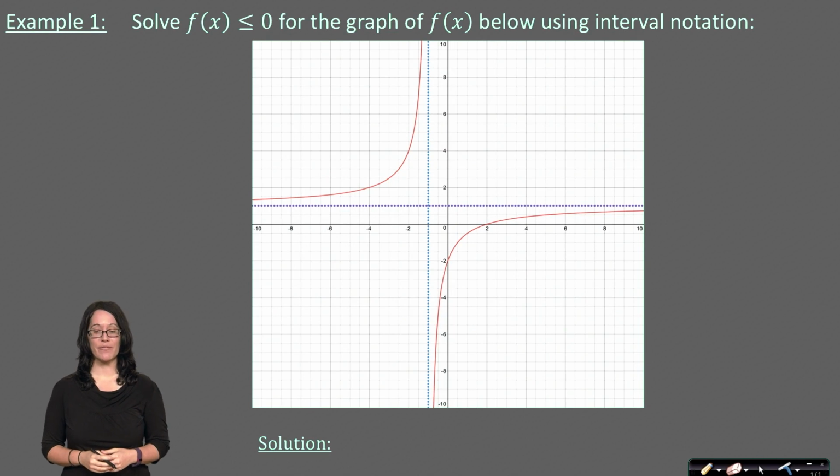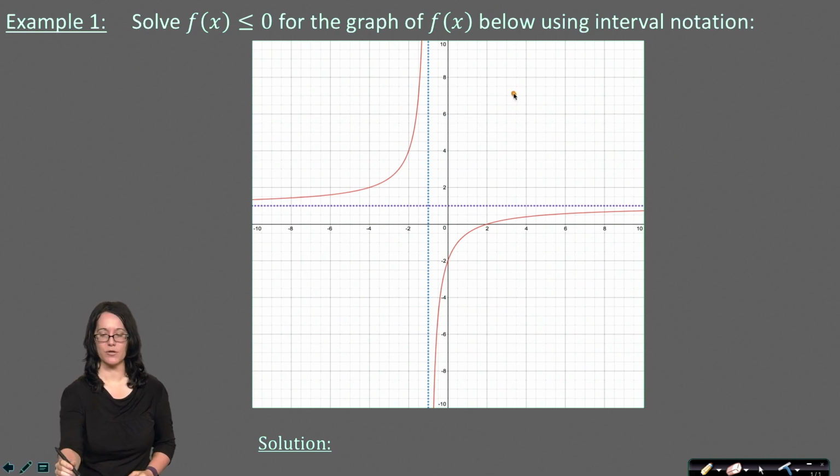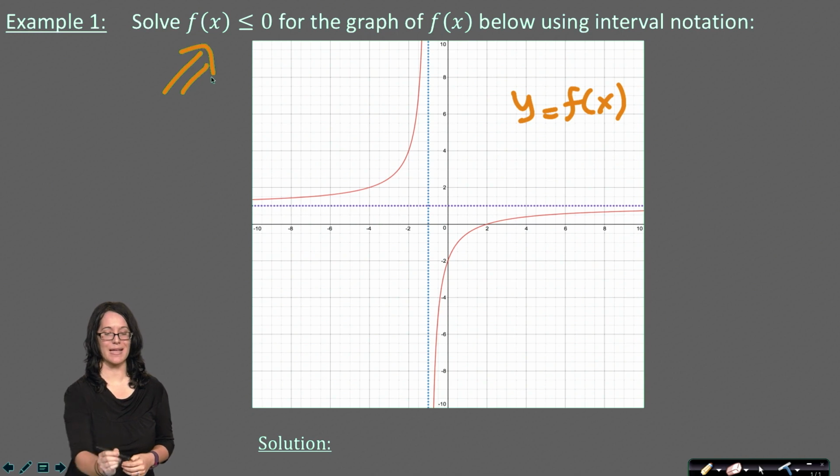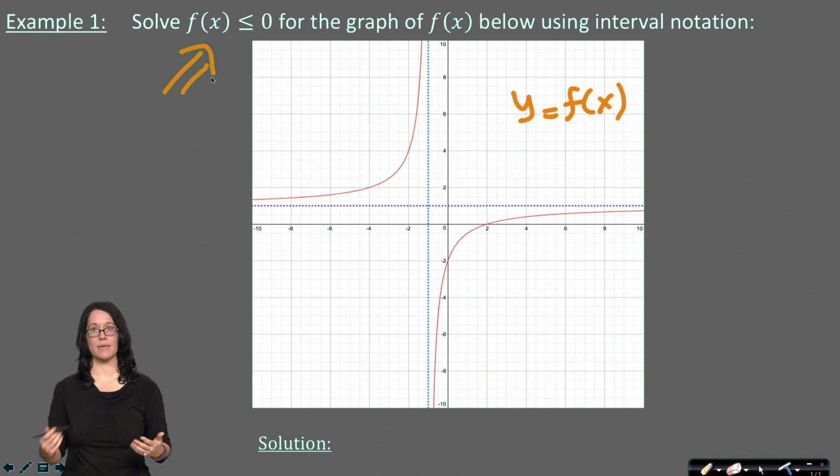So imagine you have a graph like the one on the screen. It looks like this graph breaks apart at a certain location, maybe at a vertical asymptote, and the graph now has two pieces where it exists. How would you answer the question if this is called y equals f of x? This is your function, y equals f of x. Well, the question is, when is f of x less than or equal to 0? What does that mean? When are your outputs below the x-axis or equal to 0? What inputs, in other words, would make that happen?